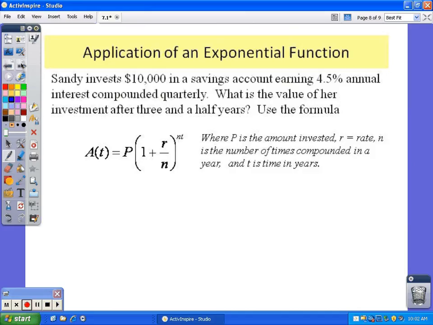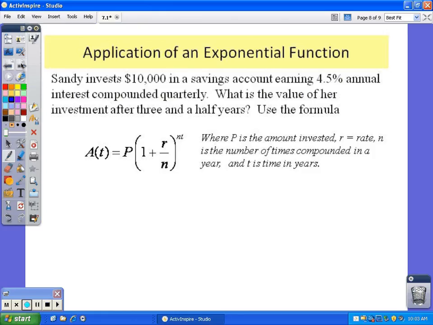Now, an application of an exponential function involves finding the interest. The formula, A of t is equal to P times 1 plus r over n raised to the nt power. Now, if you'll notice here, P is the amount that's invested. R is your interest rate. Usually those are written as percentages. You're going to have to change it to a decimal.